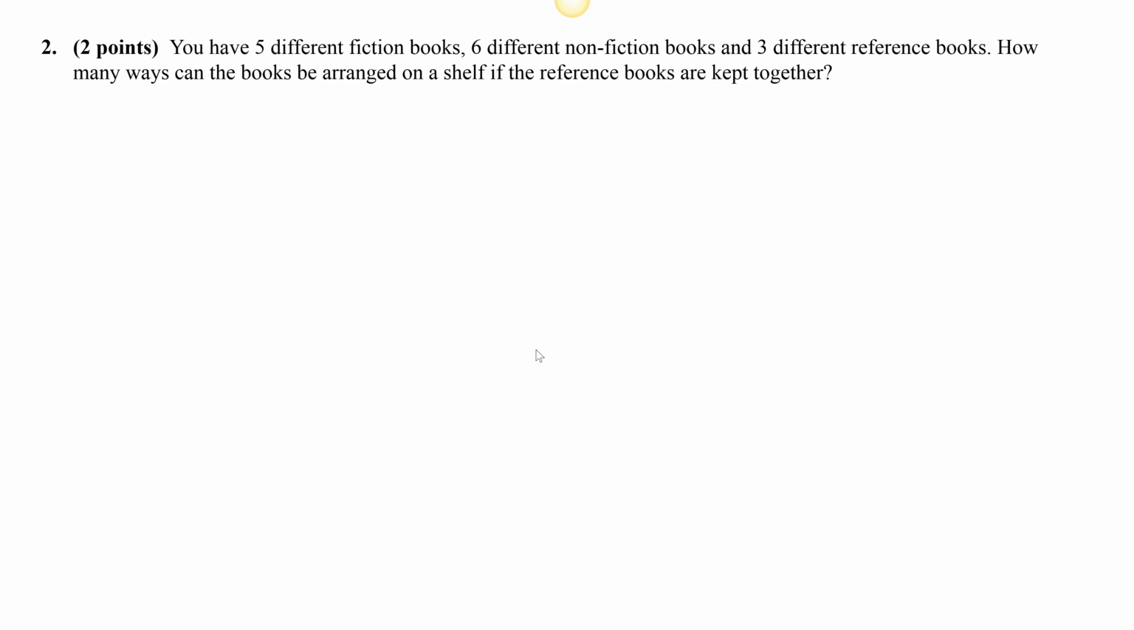Number 2. We have 5 different fiction books, 6 different non-fiction books, and 3 different reference books. How many ways can the books be arranged on a shelf if the reference books are kept together? Okay, so the only books that matter, whether they're together or not, are the reference books. So that means these 5 fiction books and 6 nonfiction books can be arranged in any order.